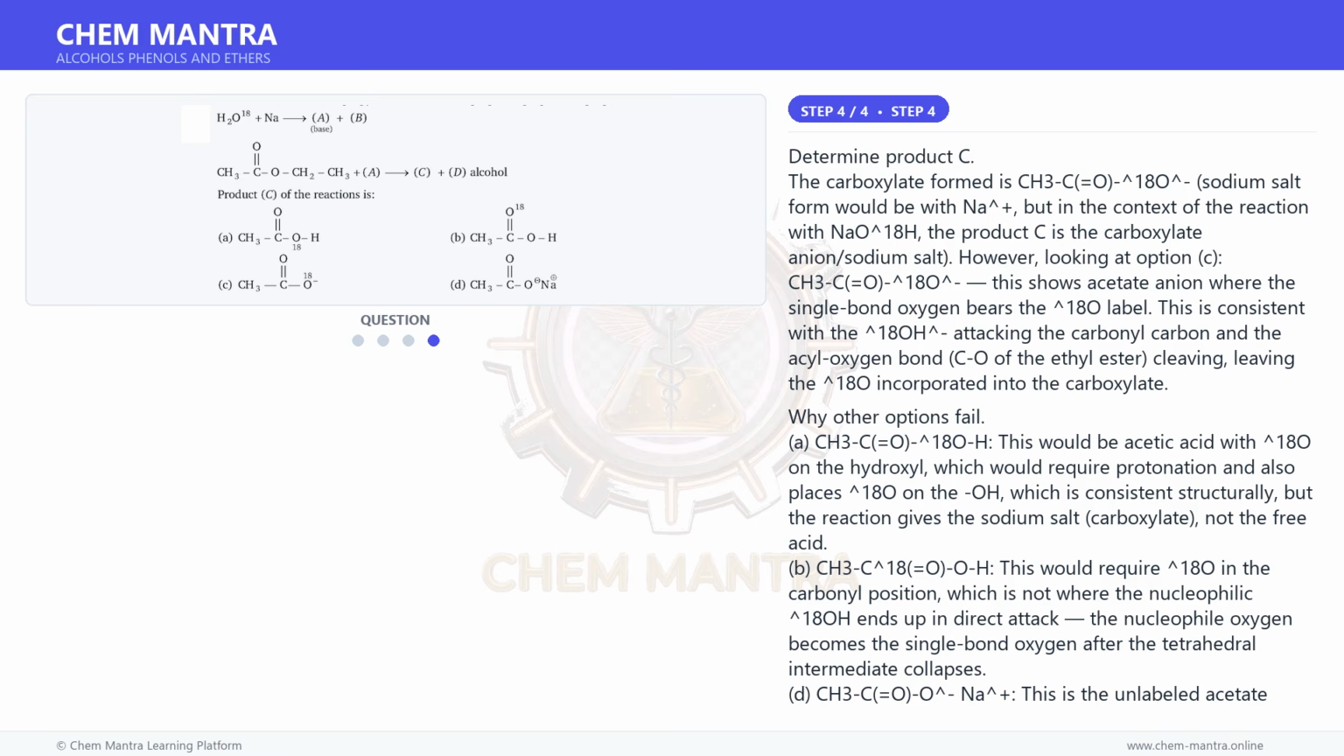D. CH3C=O-Na+. This is the unlabeled acetate sodium salt, which does not show the 18O label at all. Option C correctly shows the acetate carboxylate anion with 18O on the single bond oxygen position, the oxygen derived from the 18O nucleophile, which is the correct product of saponification with labeled hydroxide.